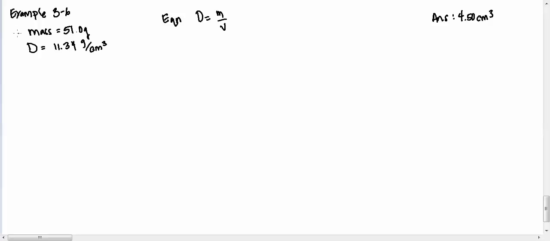So I'm doing step one up here. We have the mass, we have the density, and then here's the thing: we have the volume, and I'm going to call that V in this case, and I'm going to put a question mark by it because I don't know what that is.